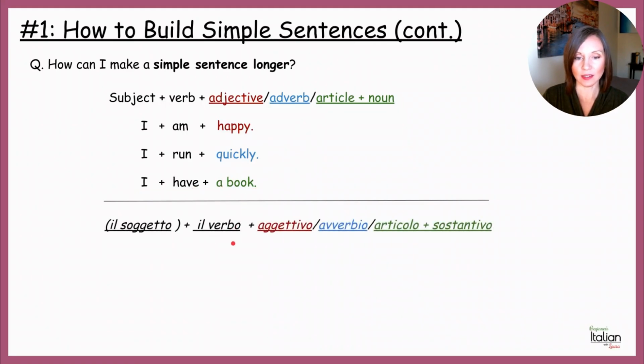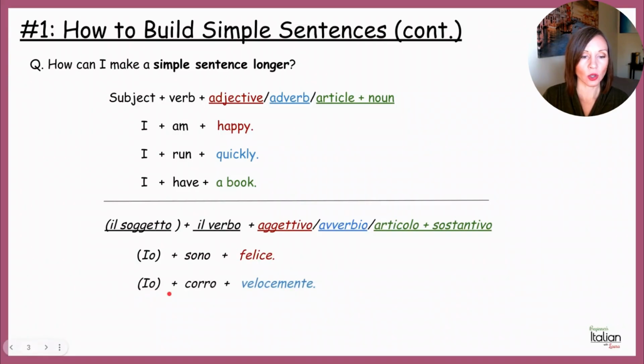And then exact same thing in Italian. We have il soggetto, il verbo, and then you can add on one of these at the end. So io sono, once again, I am happy: io sono felice, felice is our adjective. Io corro velocemente, velocemente is our avverbio, our adverb. And again, io is optional. So you could say io ho un libro or ho un libro, which would be adding on our articolo and sostantivo or nome.